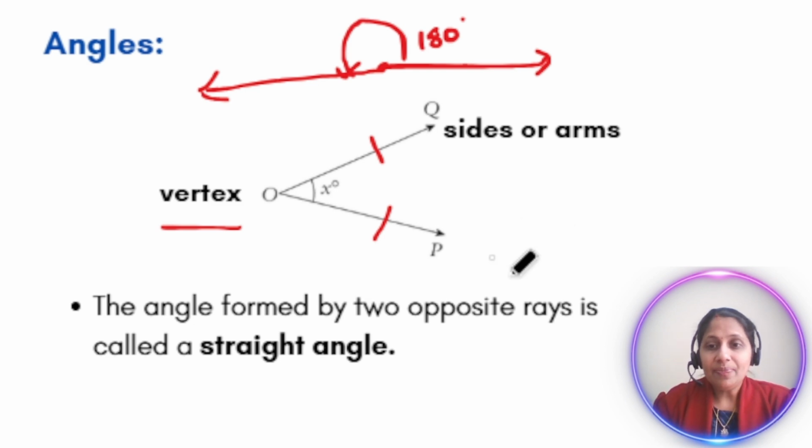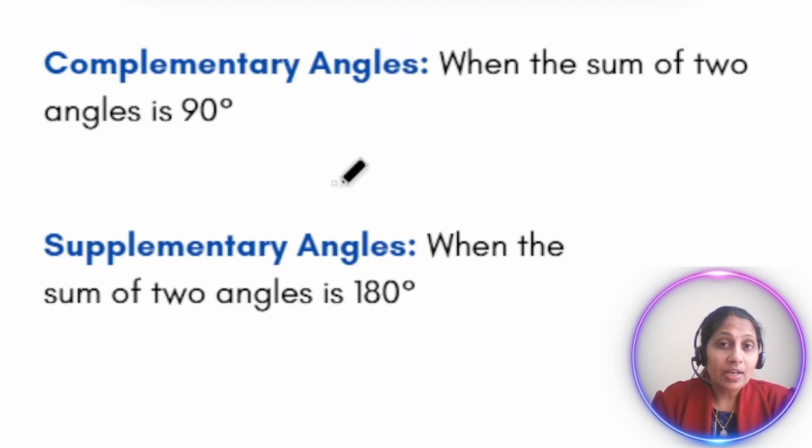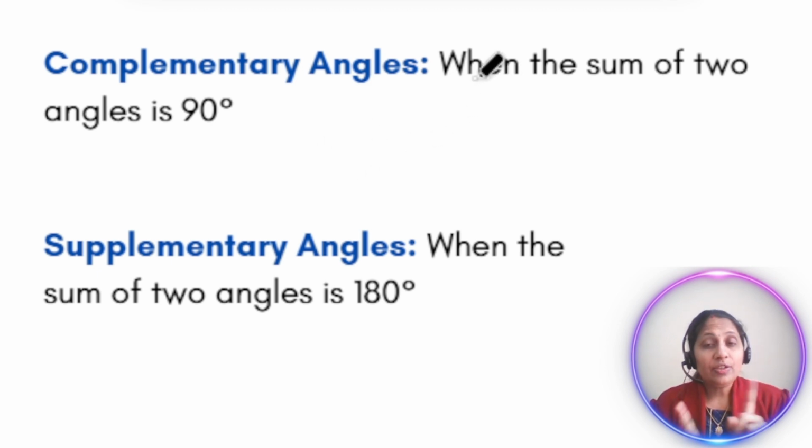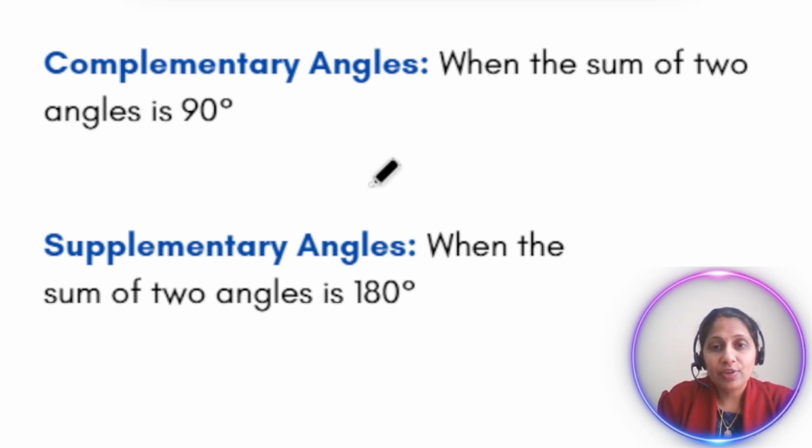Simple. Clear? Now, the next type of angle is your complementary angles, which is when two angles are adjacent and they add up to 90 degrees, you get complementary angles. Say, for example, this angle and this angle. Say, for example, this is angle number 1 and this is angle number 2.